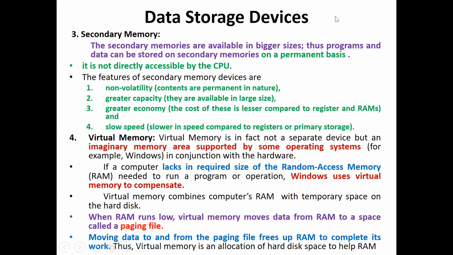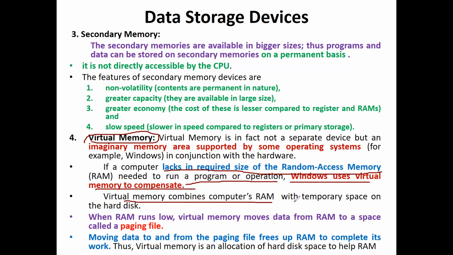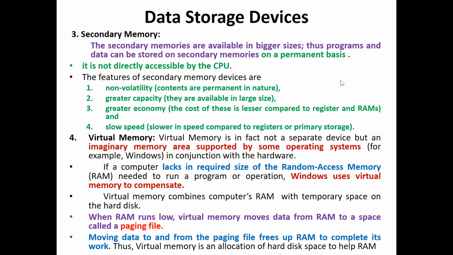Virtual memory is in fact not a separate device, but an imaginary area supported by the operating system. If a computer lacks the required size of random access memory needed to run a program or operation, Windows uses virtual memory to compensate. Virtual memory combines the computer's RAM with temporary space on the hard disk. You have to remember this word, temporary space on the hard disk. When the RAM runs low, virtual memory moves the data from RAM to space called the paging file. So that's what I explained here. Now we'll move on to the next slide.